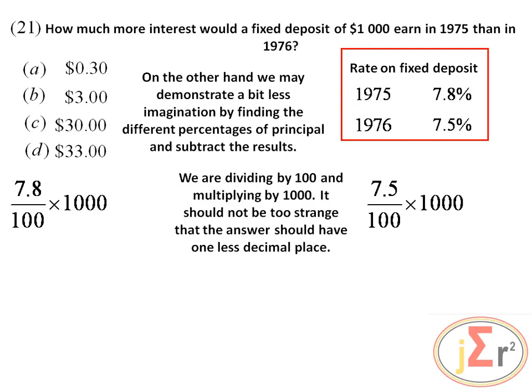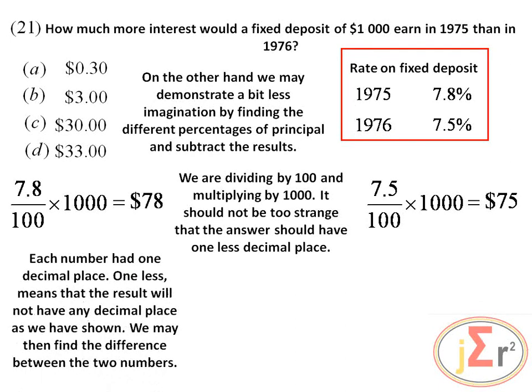So, in multiplying by 1,000 and dividing by 100, the overall effect is multiplying by 10. When we multiply by 10, the number of decimal places will be reduced by 1. So, instead of 7.8, we will have 78. And on the other side, we will have 75. Each number had 1 decimal place. 1 less means that the result will not have any decimal place, as we have shown.